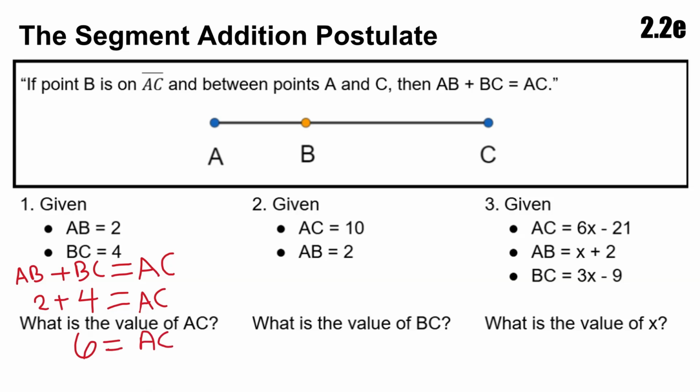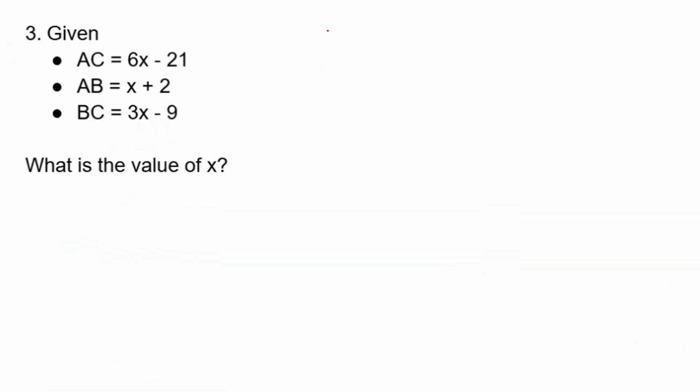In the second problem, AC is 10 and AB is 2. Using AB plus BC equals AC, and then substitution, this will be 2 plus BC equals 10, which means BC equals 8. The last problem will be on the next page.